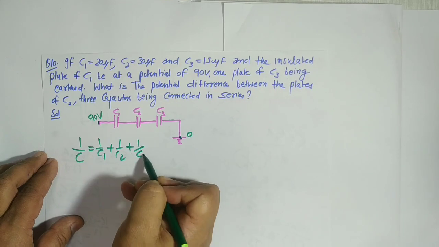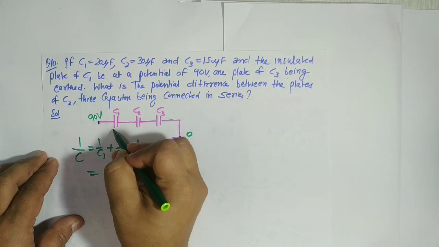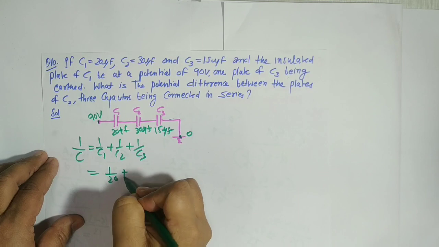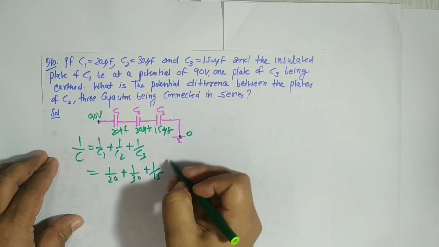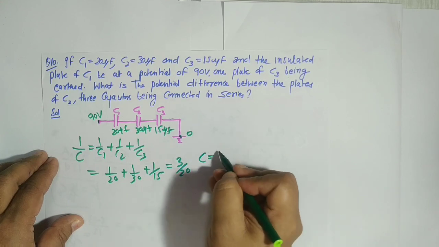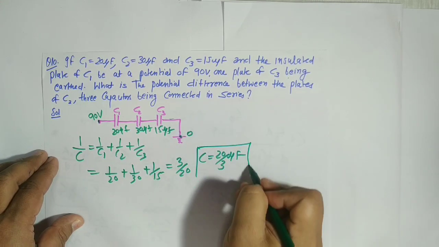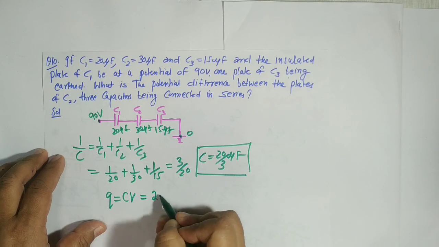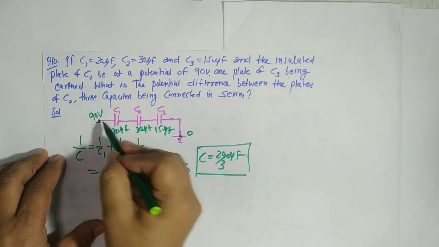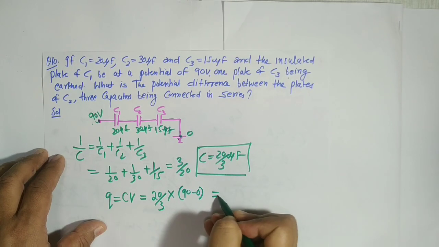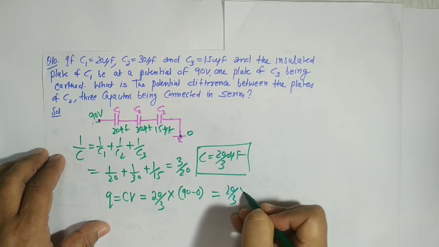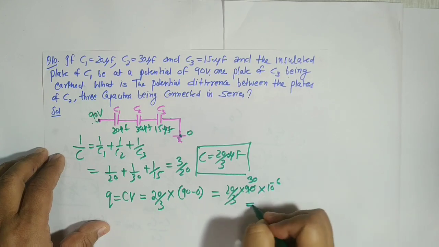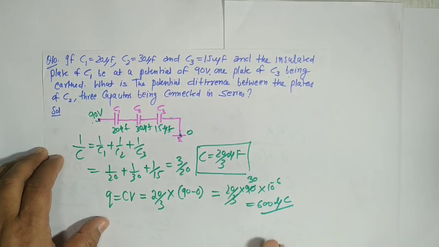You write like this: it is 20 microfarad, 30 microfarad, 15 microfarad. You can write 1 by 20 plus 1 by 30 plus 1 by 15. Solve it out, it comes to 3 by 20. So net capacitance will be 20 by 3 microfarad. And then find the charge. Charge is Q equal to CV. So 20 by 3, and the potential difference is 90 minus 0. So it will be 20 by 3 into 90, which is 30. And micro is 10 to the power minus 6. So 600 microcoulomb is the charge.